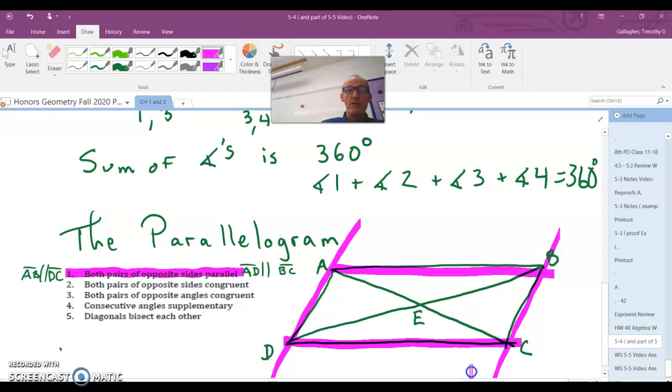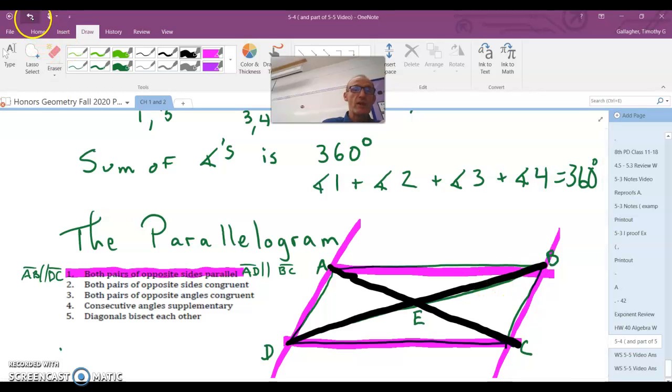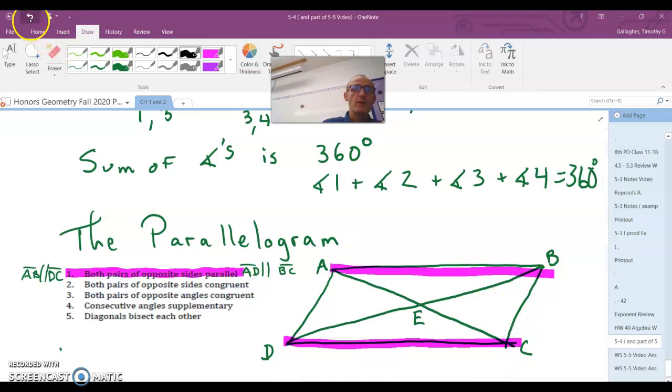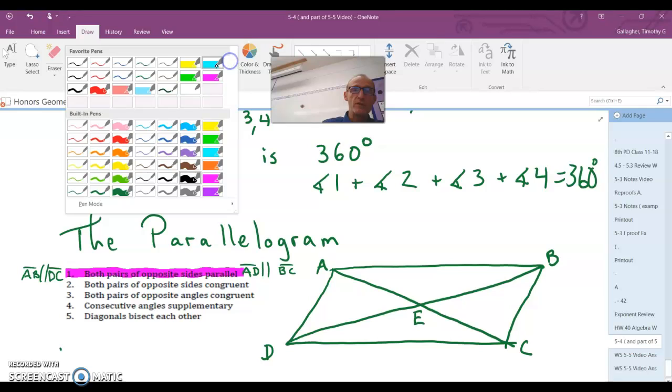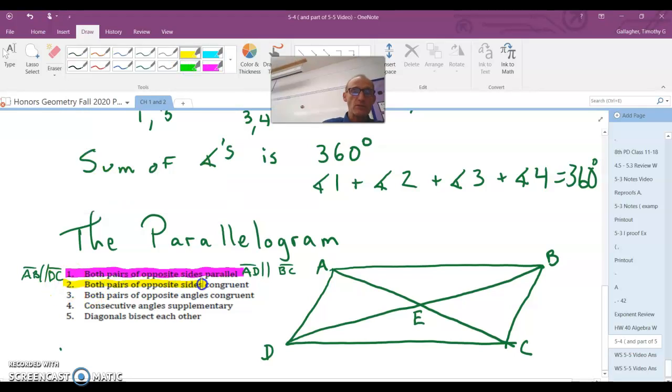Okay? Now, there's a lot going on there, right? So we can consider this being a transversal. We can consider this being a transversal. So there's some things going on there already. Okay? Now, both pairs of opposite sides congruent. So that means here that this side is congruent to this side, and DC is congruent to AB. Okay, so there's a lot going on there.